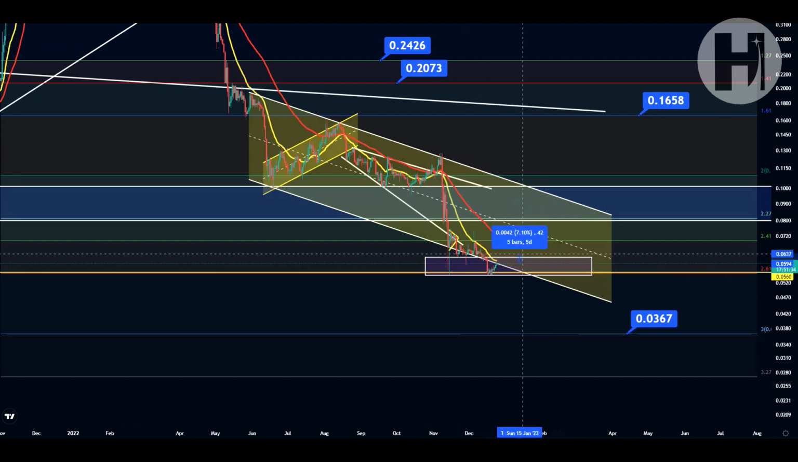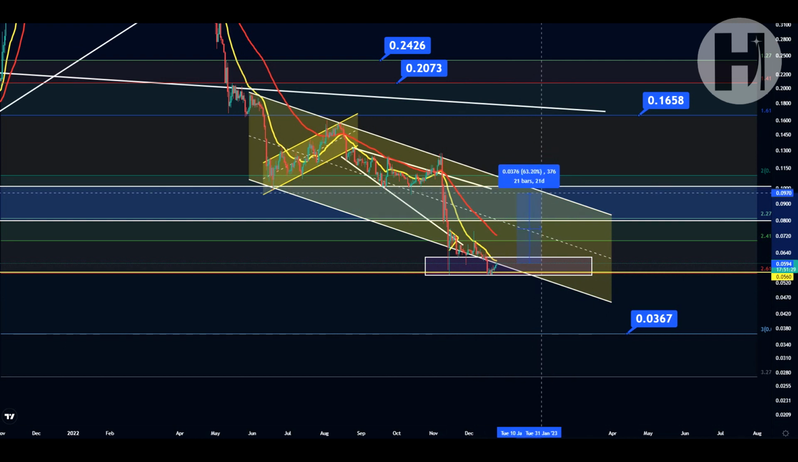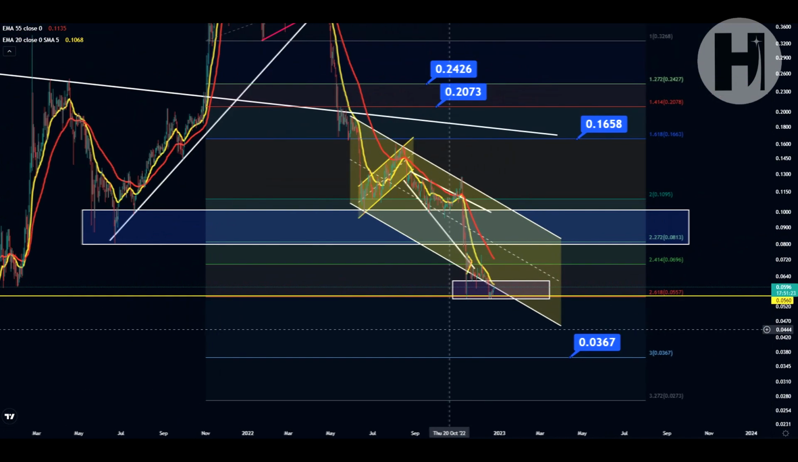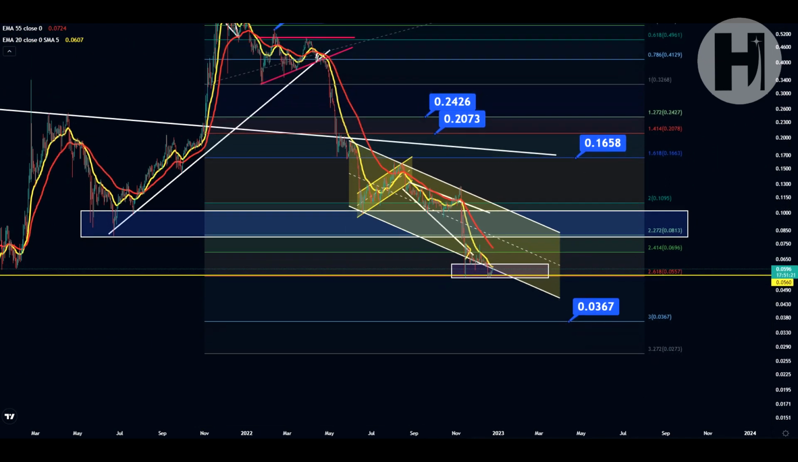From where we are right now all the way up to the resistance of the channel down pattern, that would be around about 70%. And I think that's a pretty solid trade, especially during a bear market.